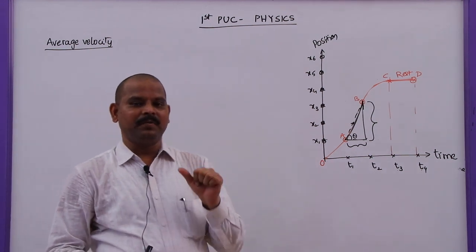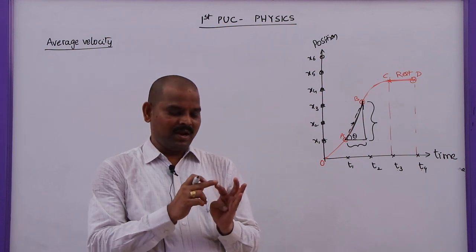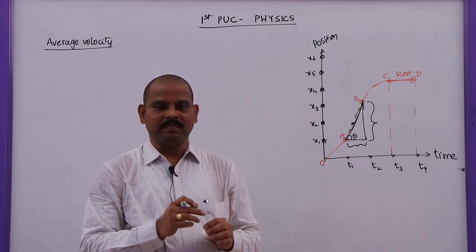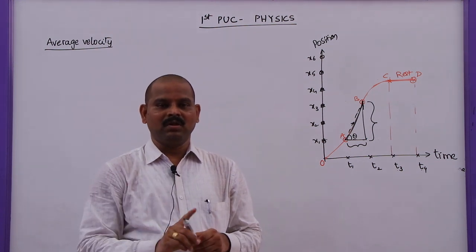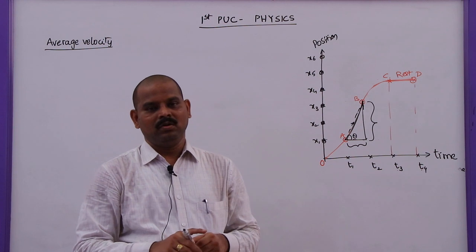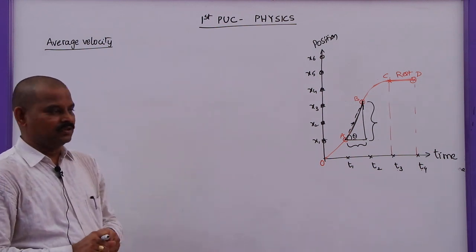Galileo gave all these definitions, that is, speed is equal to distance per time, velocity is equal to displacement per time, and acceleration is the rate of change in velocity of a body. All these were given by Galileo. But Newton analyzed all these definitions.